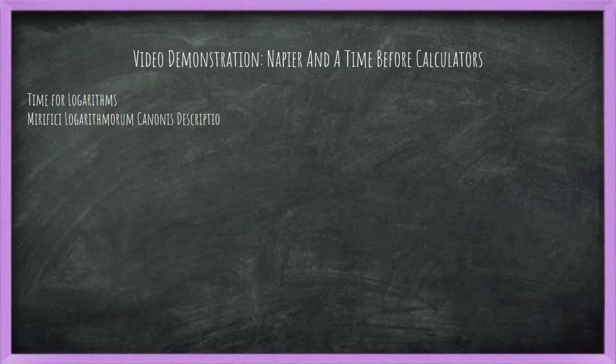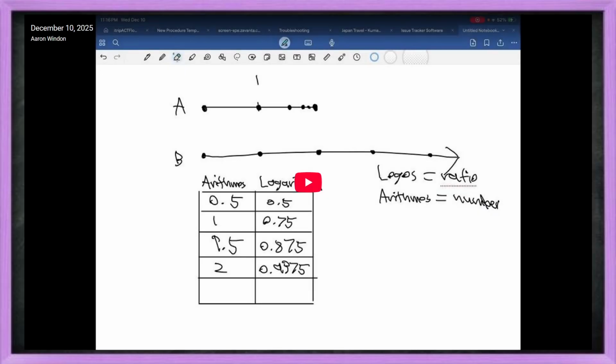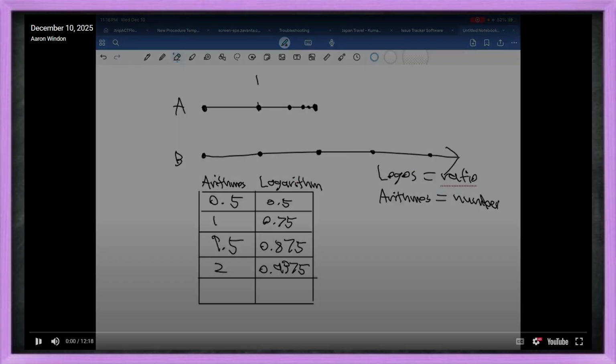But it is time for logarithms. I'm going to be reading through, or at least describing, the first book that Napier described his logarithms in, the book that he had his logarithm tables in, Mirifici Logarithmorum Canonis Descriptio. And I'm going to be talking about that in the next video. So I'm going to take it away. Here I go.